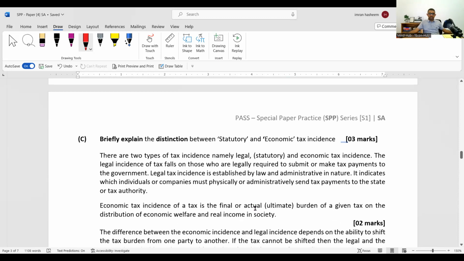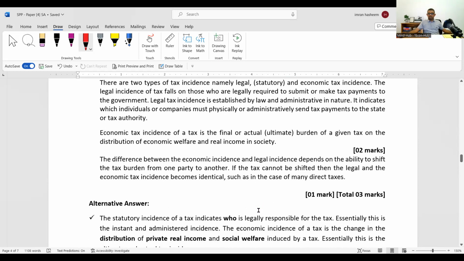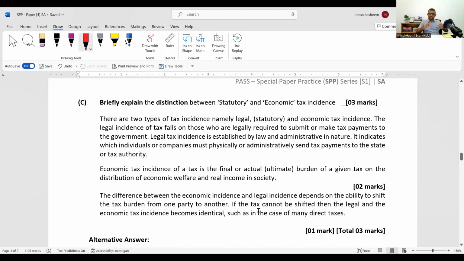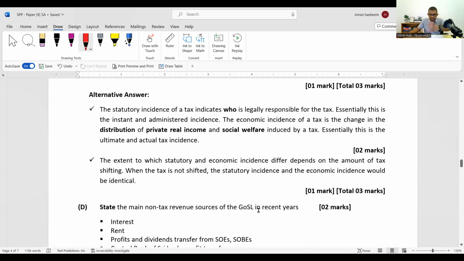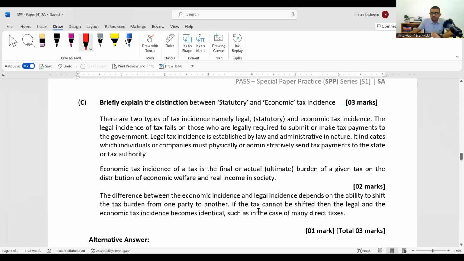Adam Smith's. Then part C of the second question focuses on explaining the distinction between statutory and economic tax incidence. I've given 2 answers. One is a marking scheme answer for a recent question; when this question was asked recently, I adapted the marking scheme answer into this. The alternative answer I've taken directly from your study material. Both are perfectly okay, but read both answers and take something out of them that you can add to your answer writing process.